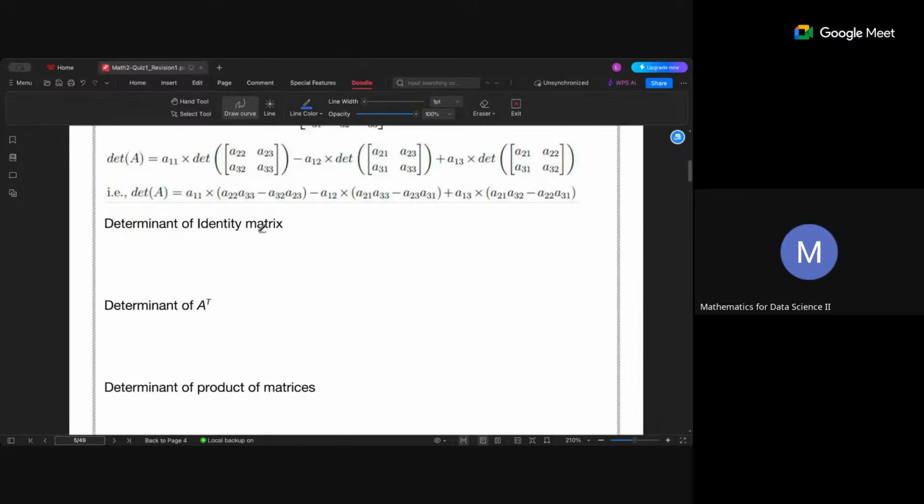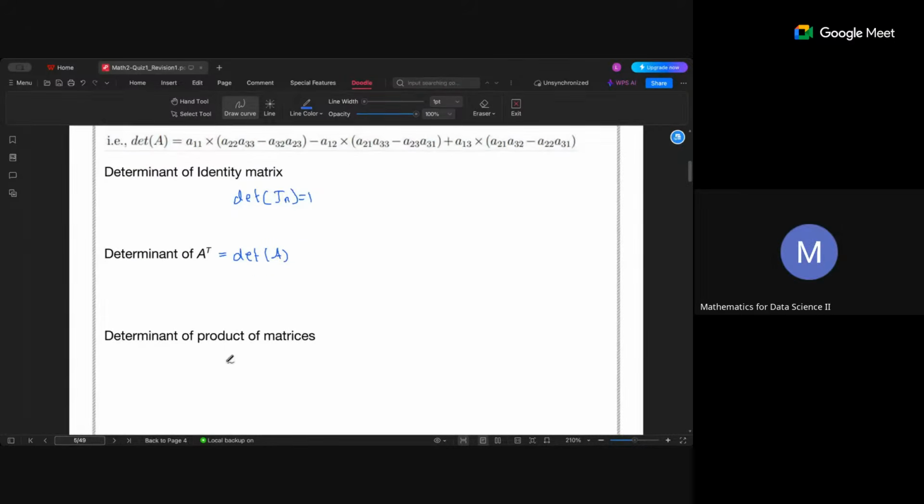Okay, so what is the determinant of the identity matrix, quickly? It's 1. Yes, 1. What is the determinant of A transpose in terms of the determinant of A? Equal to the determinant of A. Same as A.